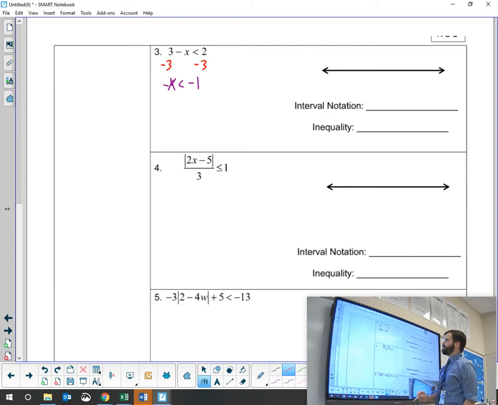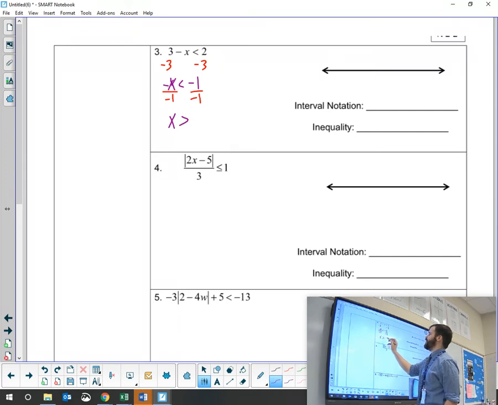Then I'm going to get rid of that negative 1. And to get rid of that negative 1, I'm going to divide both sides by negative 1. And my answer is going to be x is greater than positive 1.